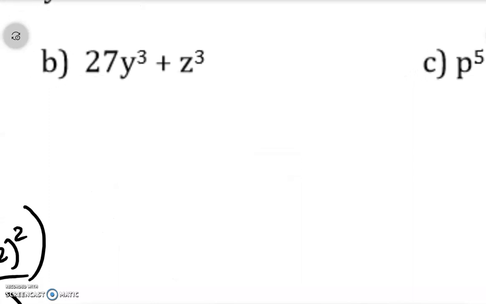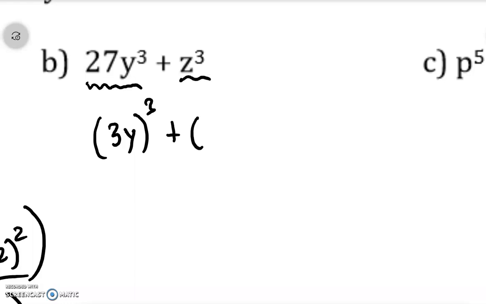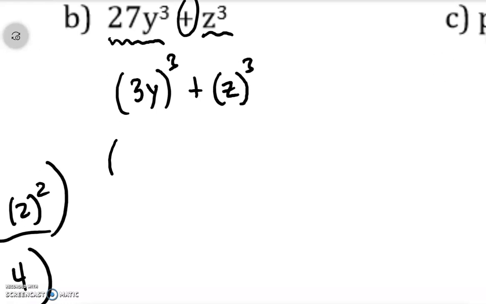Let's look at this one here. So we definitely have a perfect cube here. The cube root of 27y cubed is going to be 3y. And the cube root of z cubed is just z. So plus z cubed. So we definitely have a sum of two perfect cubes, which will factor to a plus b. So I got my a, my b, we got a squared, we got ab in the middle and b squared.